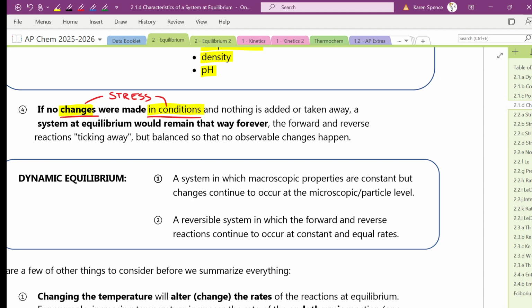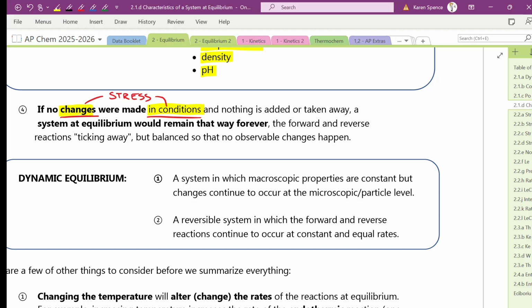So dynamic equilibrium, two definitions there. Feel free to use whichever one you want. How do I open this? Do I just like run one? Yes, I do this.